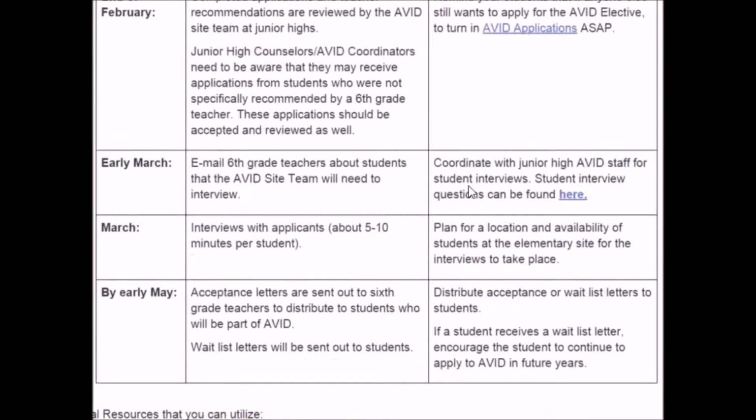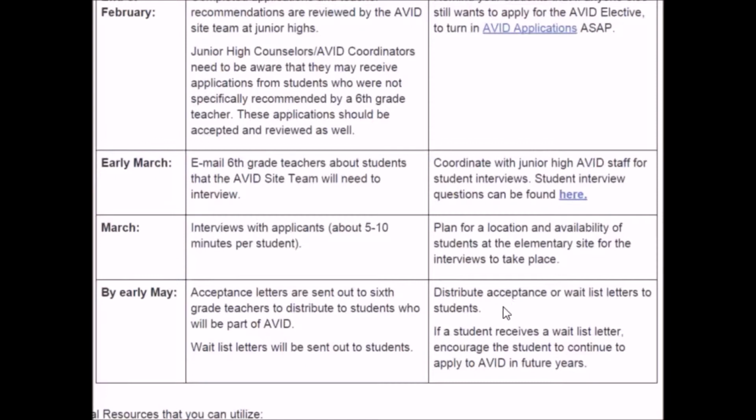In March, the junior highs will begin the process of evaluating student applications, and if they need to, conduct interviews. And then by early May, acceptance letters will be sent out to 6th graders for you to distribute, and waitlist letters for students that may need to be considered as potential AVID candidates in a future year.